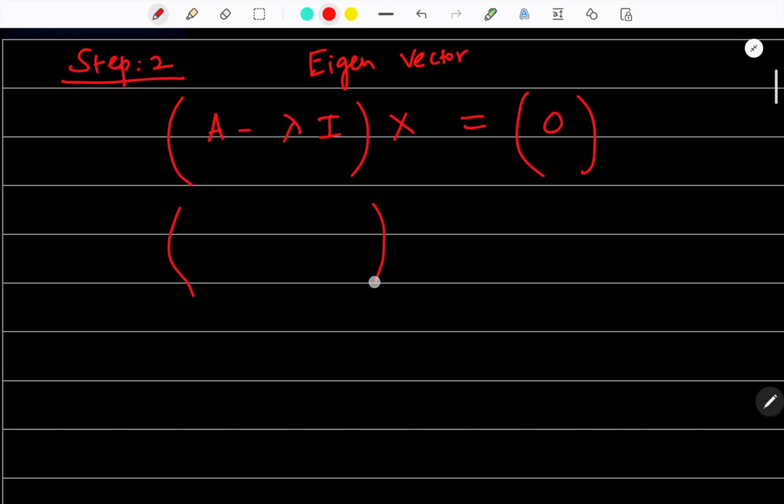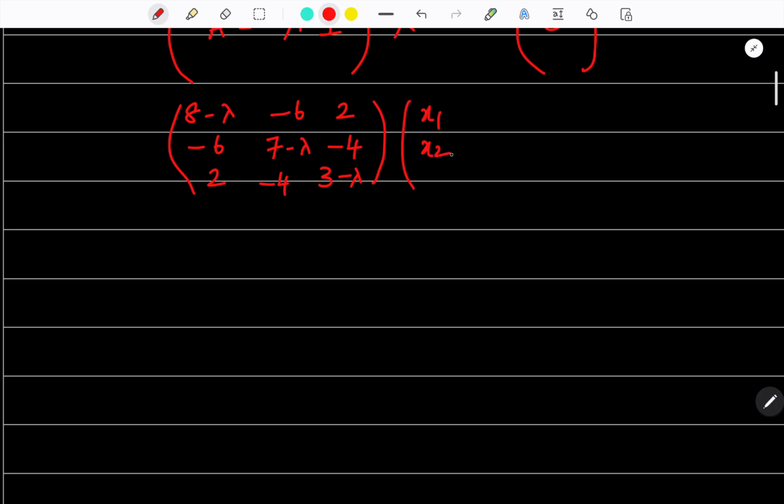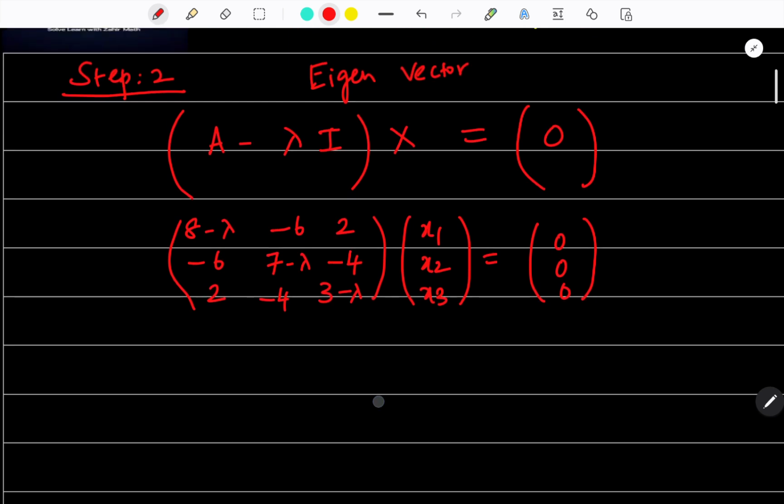So I told you that it takes only in the diagonal part, that is 8 minus lambda, minus 6, 2; minus 6, 7 minus lambda, minus 4; 2, minus 4, 3 minus lambda, times x1 x2 x3. This is equal to 0 0 0. How I got this? Let me write the matrix here once again, which is 8 minus 6 2, then minus 6 7 minus 4, and then 2 minus 4 3.